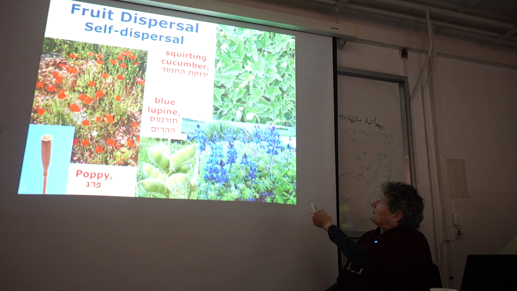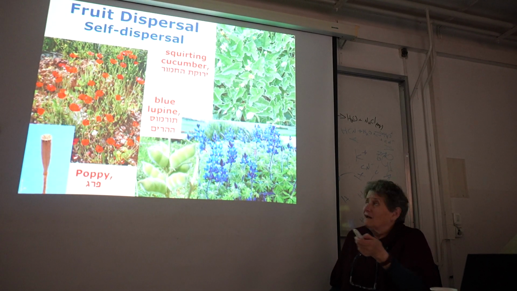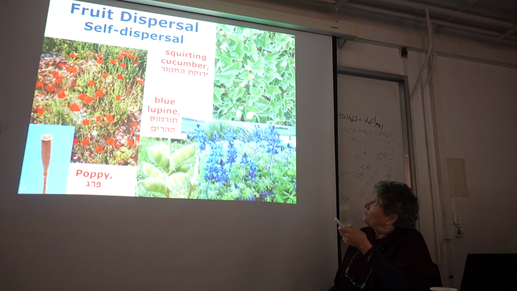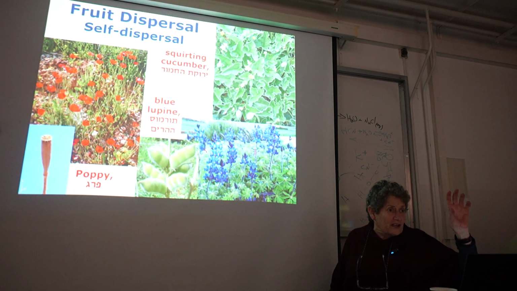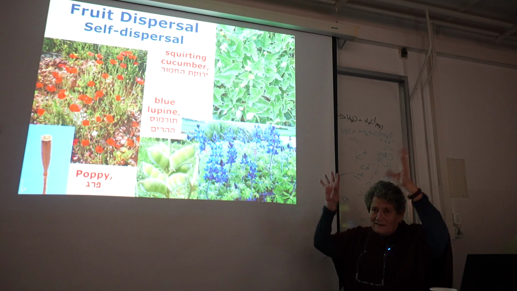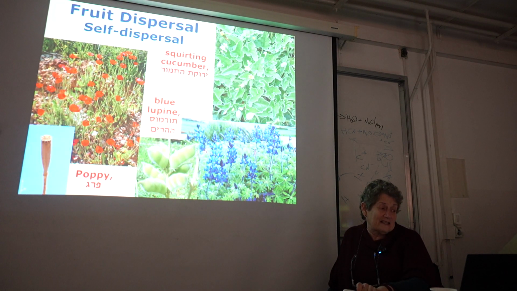This is a plant that we can see. It pretty much also grows as a weed. It's called the squirting cucumber. And when the fruit here is ripe, if you just touch it, or any animal that goes by, it bursts and squirts its seeds out, and that's how it disperses its seeds.